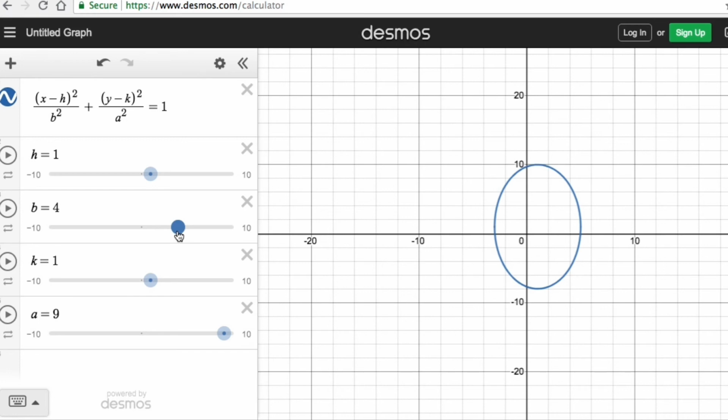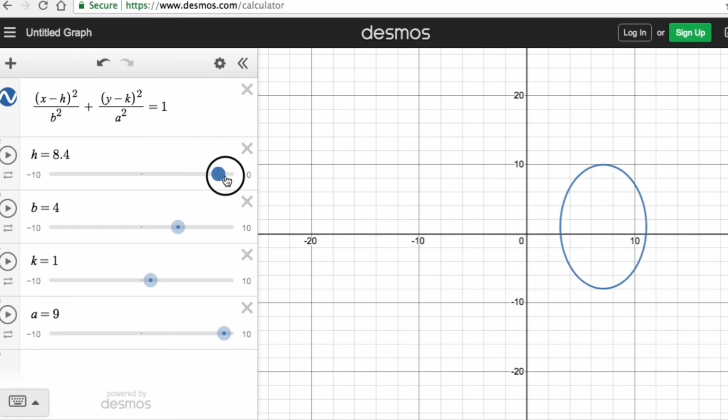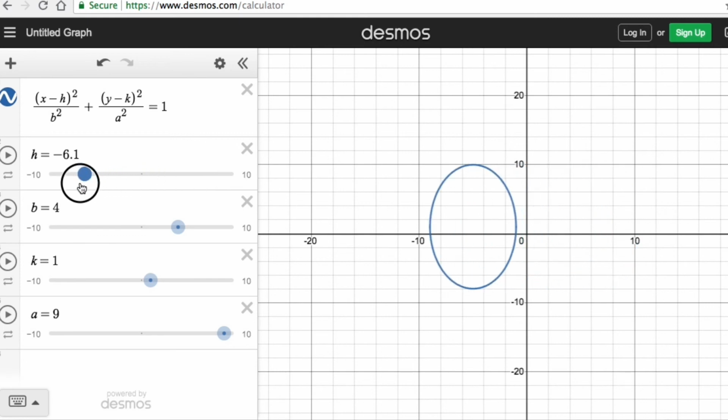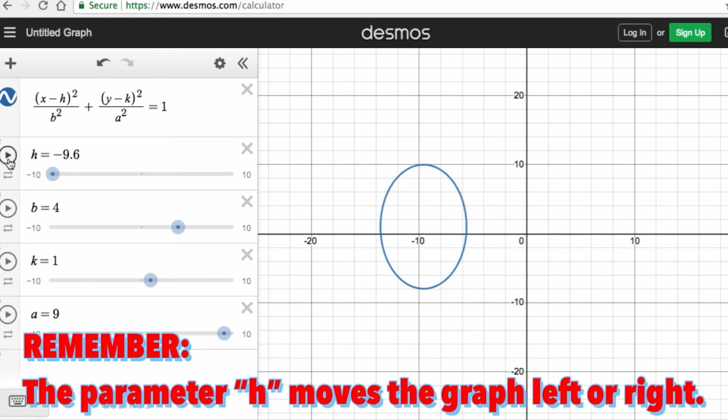Now again, the purpose for this video is to determine the effects of h and k. As you can see, if I change the value of h to positive, it moves the ellipse to the right. Now if I reduce the value of h, it moves the ellipse to the left. Therefore, we can say that the effect of h on the graph of an ellipse is that it moves the ellipse either left or right.